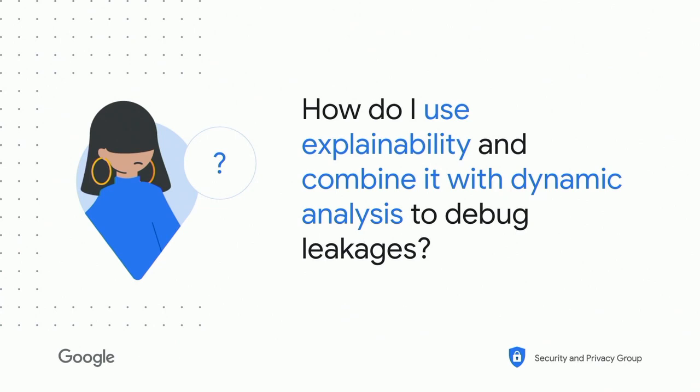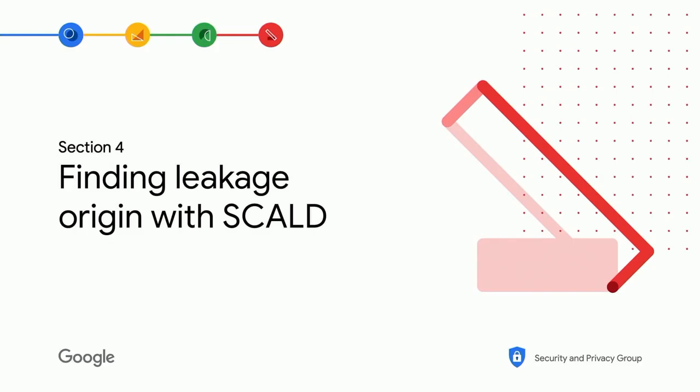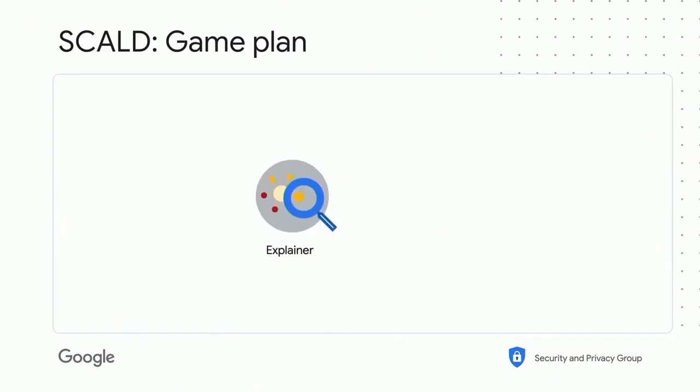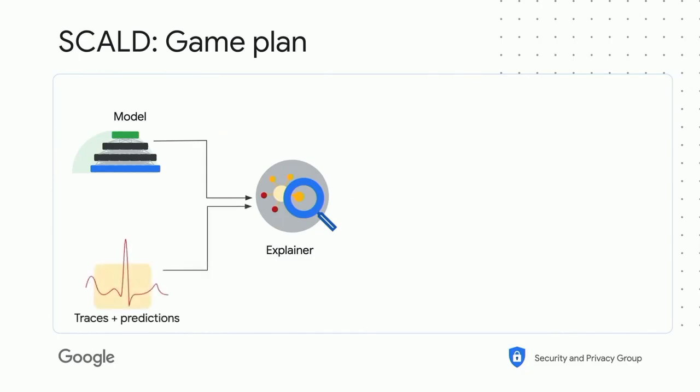But of course now the question becomes, okay, how do we use that and how do we combine it with dynamic analysis to do what we wanted to do, which is find where the leakage comes from. Well, this is where SCALD comes into play. This is our debugging tool, which is written in Python. The game plan for SCALD is to start with an explainer, of course, and we're going to feed it a model, which is our trained model we saw earlier, and the traces and the predictions for the traces.